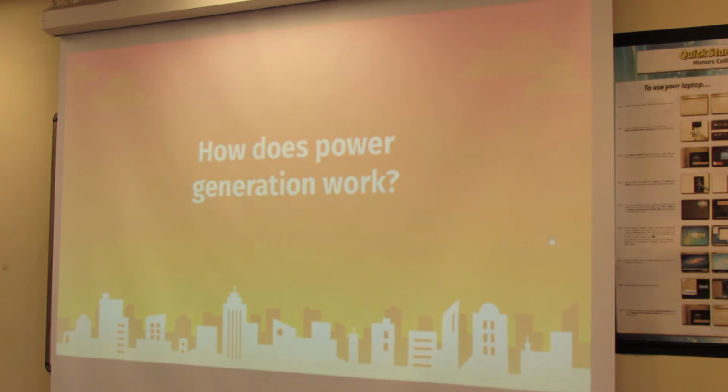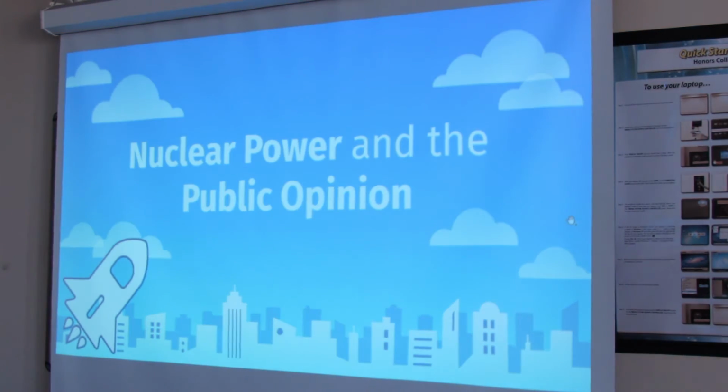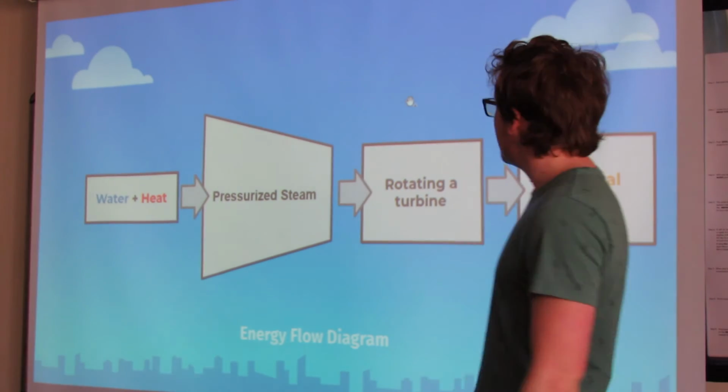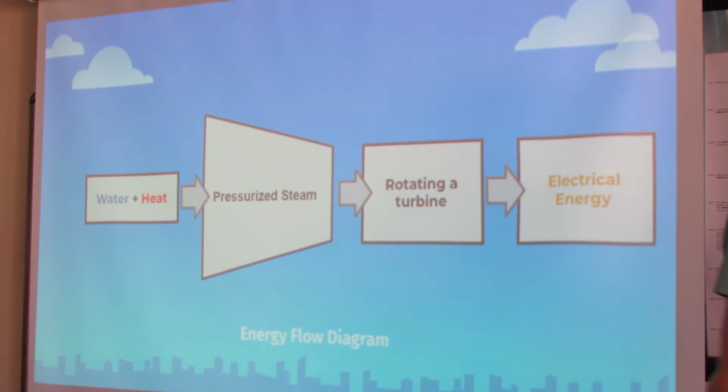So the first thing I want to discuss is, how does power generation work? Power generation is really important, as many people in the world do not have power, and power pretty much runs. So just as a recap, you have water and a bunch of heat, you make some pressurized steam, and you rotate a turbine, and then you make electricity. So you're turning mechanical work into electrical energy.